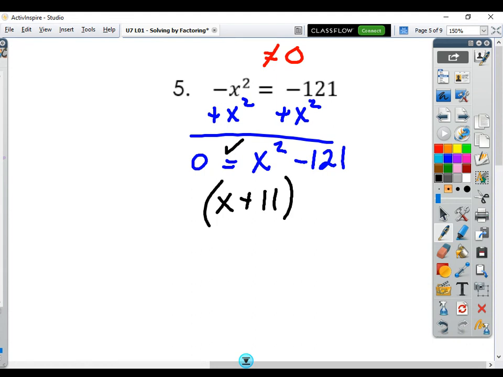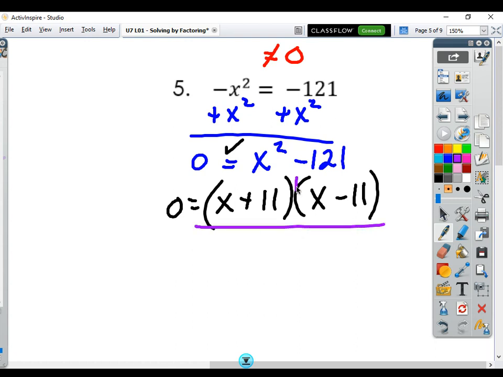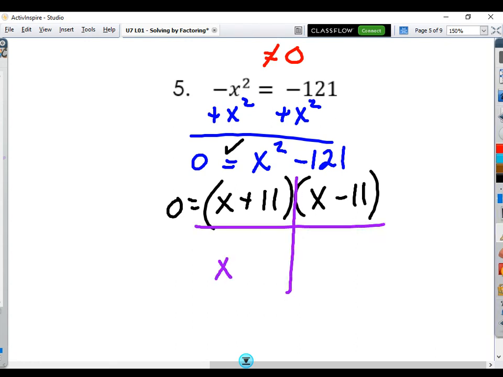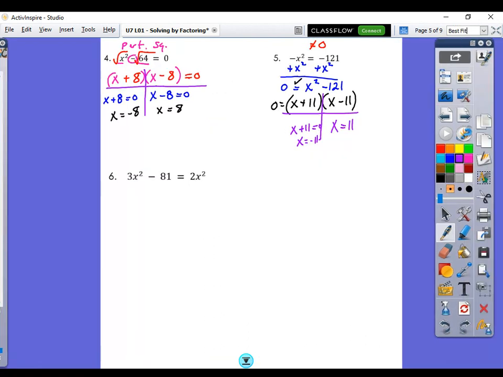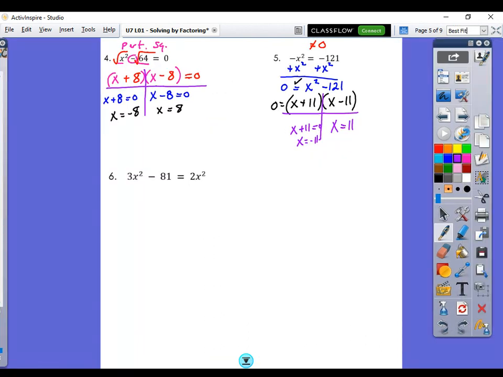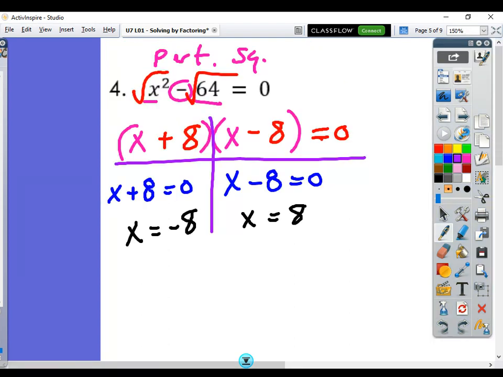X plus 11, because it's the difference of two squares. X minus 11 still equals 0. We split it down the middle. So you can probably already start to tell me if I set this equal to 0, well, the solution is just going to be the opposite, negative 11. If I set that equal to 0, the solution is going to be positive 11. So we're starting off with some easier ones here, but I'm hoping you're seeing just kind of how this starts to come together. Number 6, before we move on to the next video.